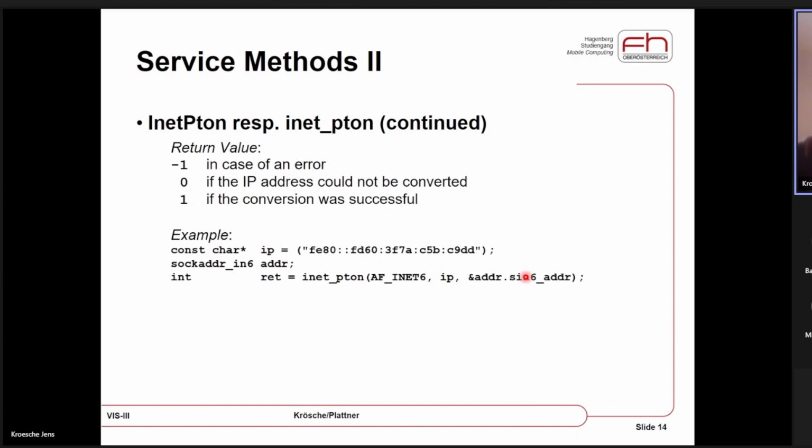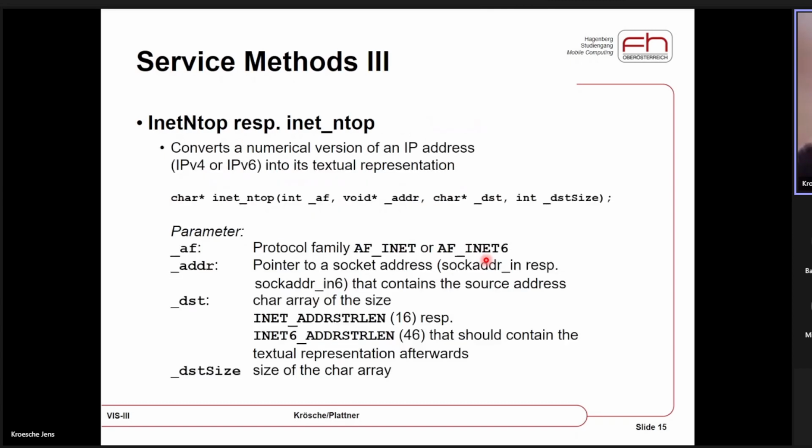So this is the way this can be used to address something. And of course, the same method works the other way around, reading in a machine readable network address and converting it into something we can read. And again, you have to be extra careful which protocol family you are announcing to be used, because the destination size and the address size are different.